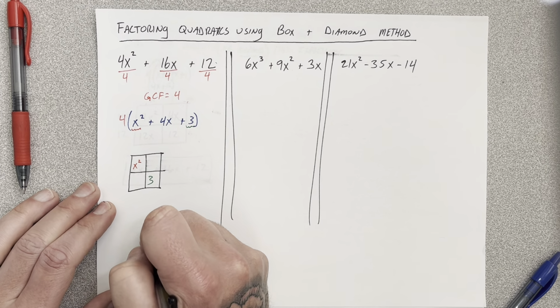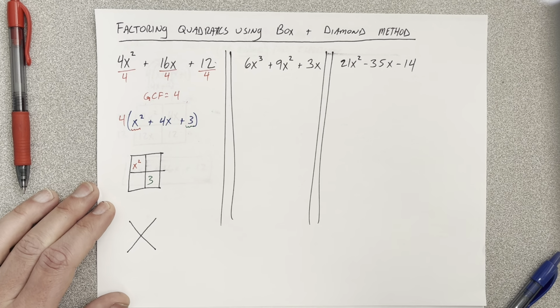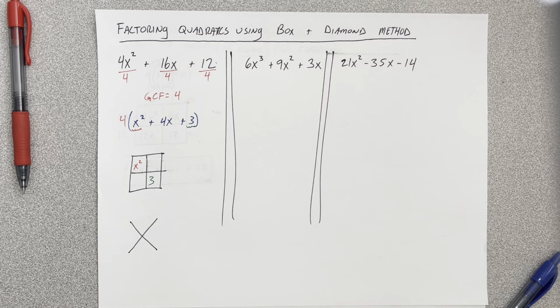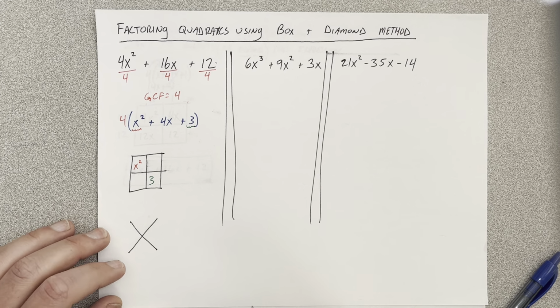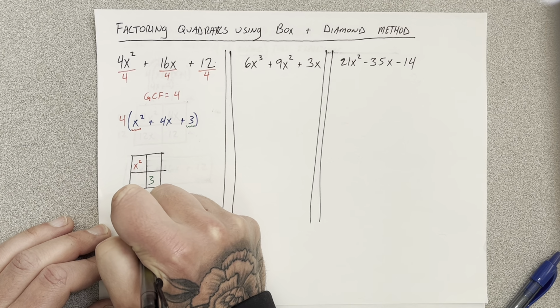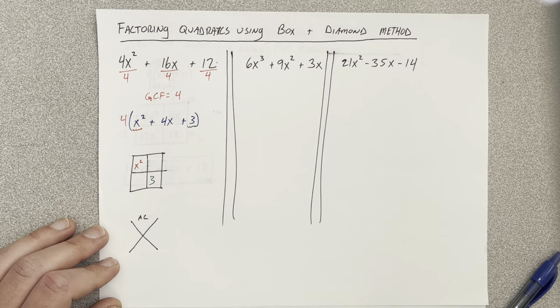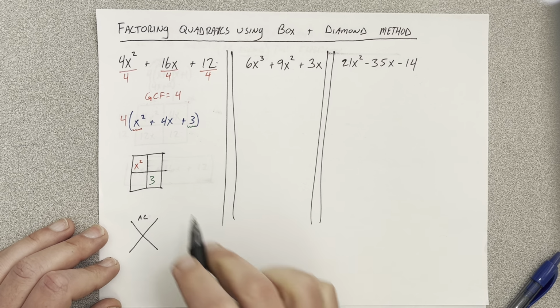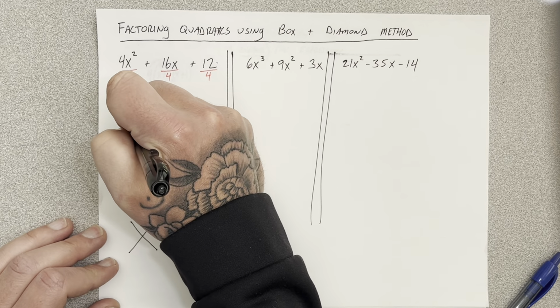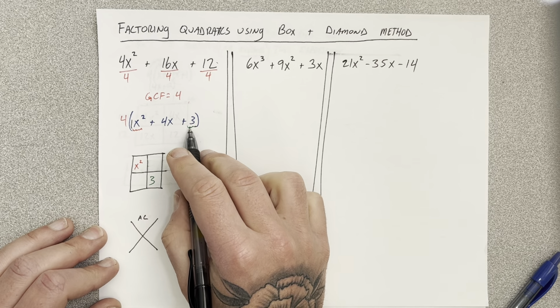The diamond part of the box and diamond process informs us how this thing gets split up. So in the top of the diamond, we front load it by multiplying a times c. Whatever our a value is, which in this case is just 1, times c, which is 3.